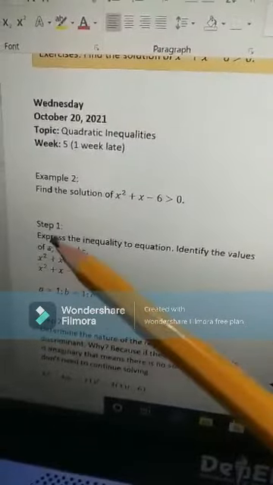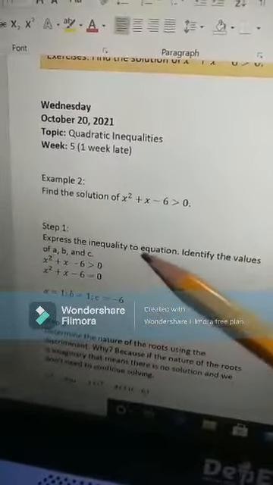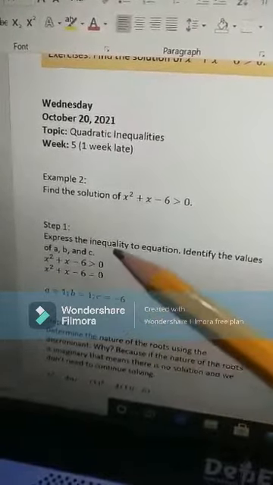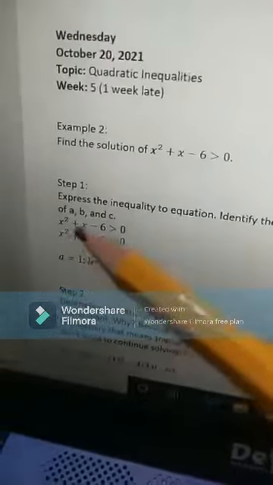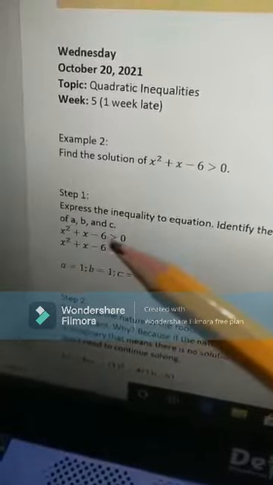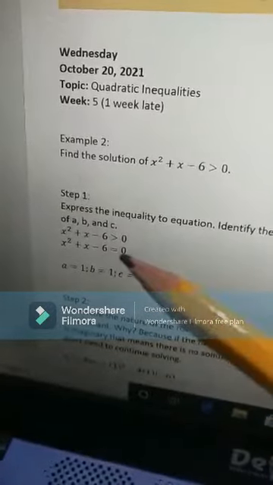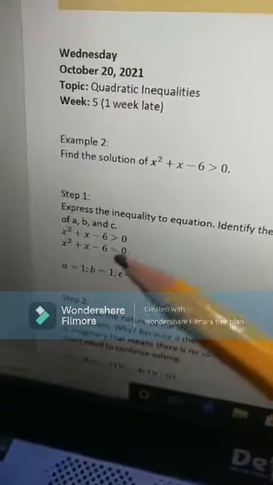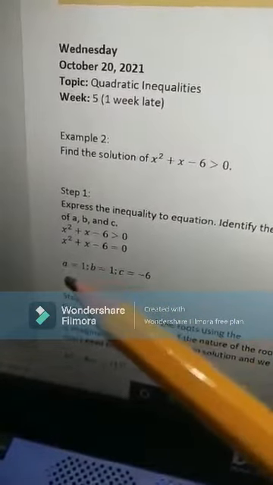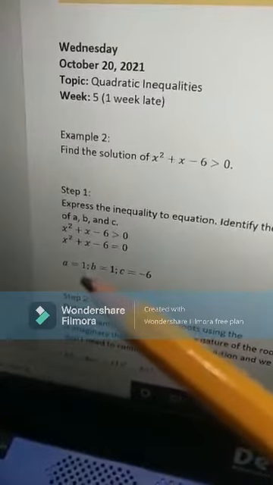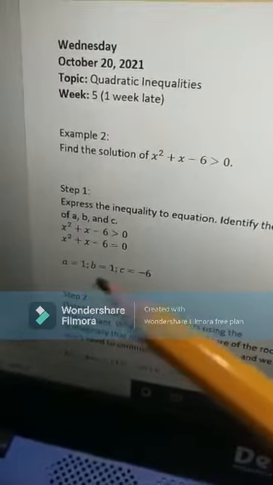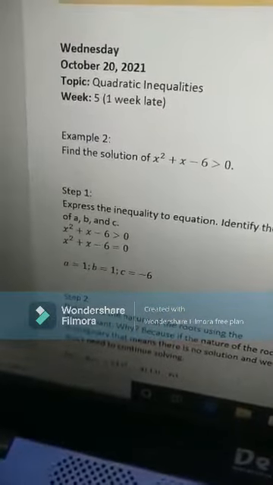So for step 1, express the inequality to equation. Identify the values of a, b, and c. We have x squared plus x minus 6 is greater than 0. We replace it with an equal sign: x squared plus x minus 6 equals 0. And then we identify the values of a, b, and c. The a is 1, b is 1, c is negative 6.